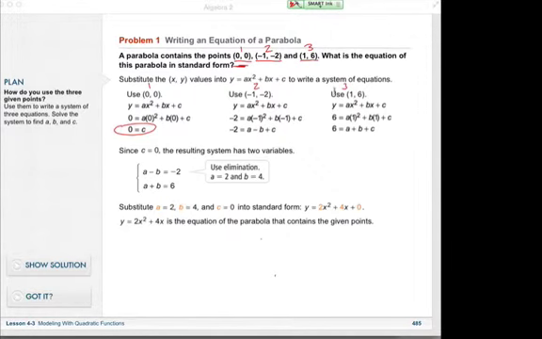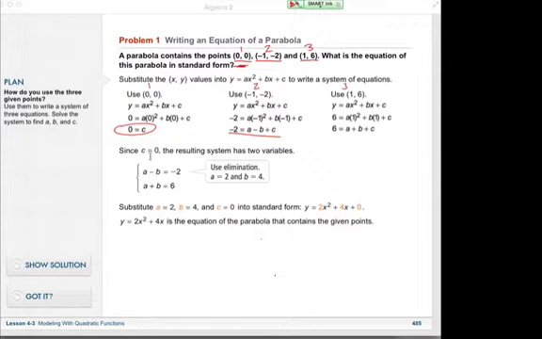And then we're going to look at the third point and do the same exact thing. We're going to plug in 1 for x and 6 for y. So we end up with 6 is equal to a times 1 squared plus b times 1 plus c, where 6 is equal to a plus b plus c. Okay, so I said this was kind of a special case. And again, that's because it went through the origin, and it results in c equaling 0.